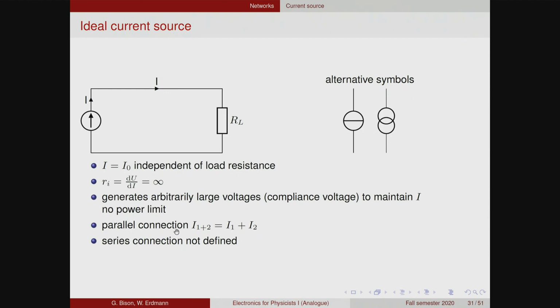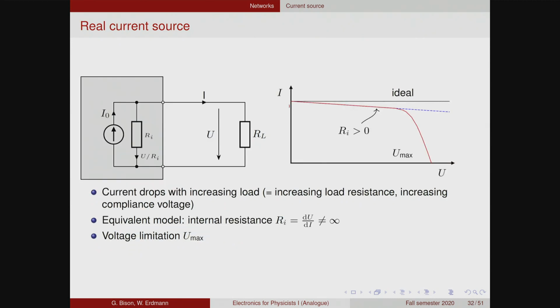The parallel connection of current sources leads to adding the two currents, and the serial connection is not defined. You see, this is the exact opposite with voltage sources. Voltage sources we can connect in series, and that is well defined. Current sources we can connect in parallel in order to add the currents.